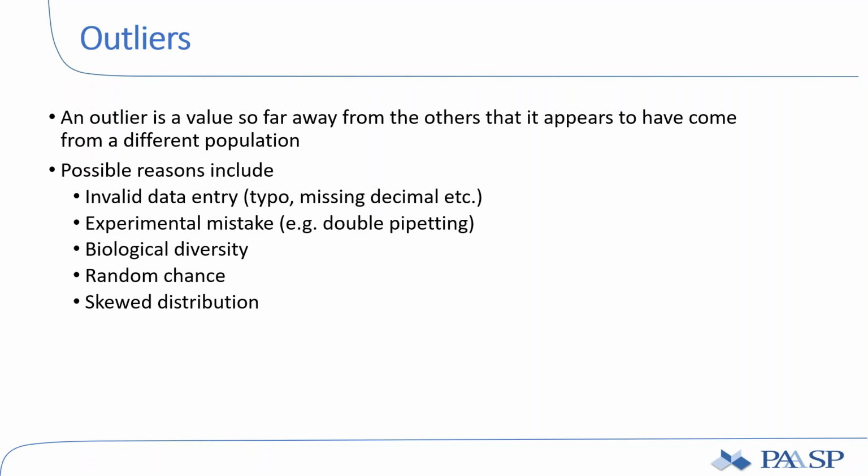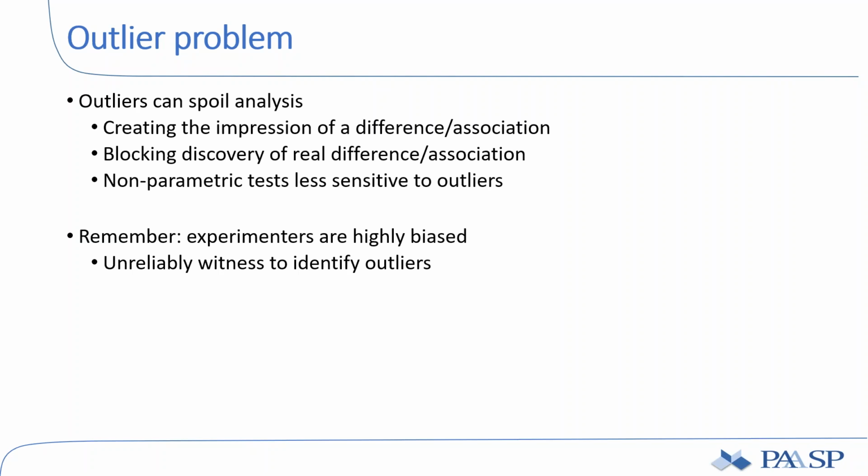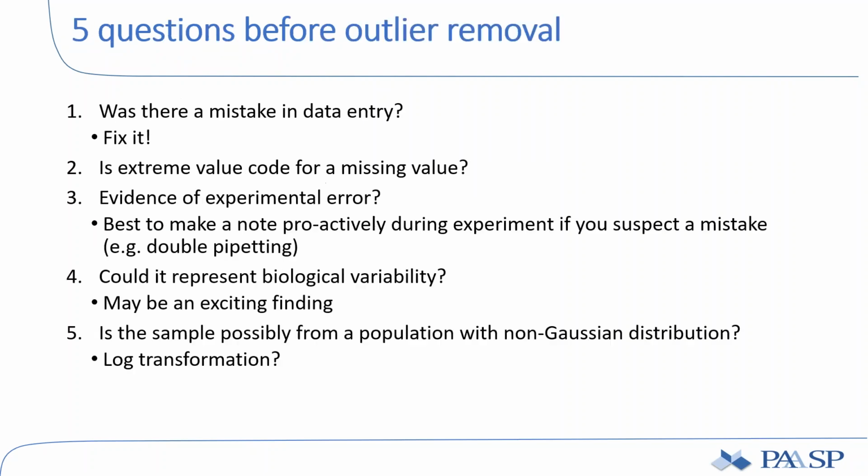The latter point I'll talk about tomorrow. The problem is if you have outliers, they can spoil the analysis. They can create the impression of a difference or association if there was none. They can block the discovery of a real difference or association. In general, non-parametric tests are less sensitive to outliers than parametric tests. Remember, we as investigators are highly biased, so we really are unreliable witnesses to identify outliers.